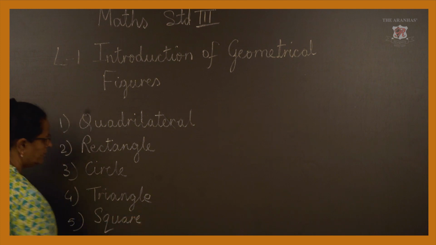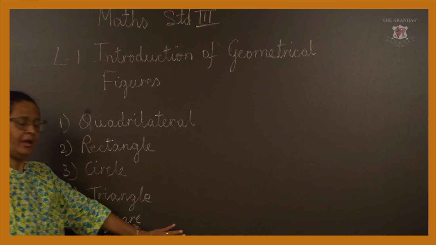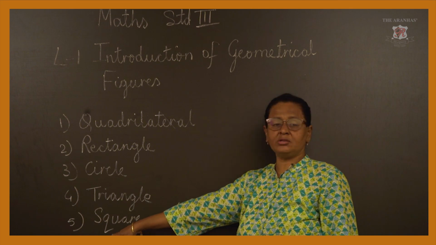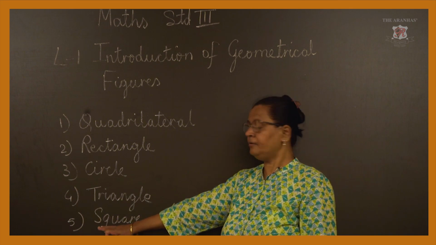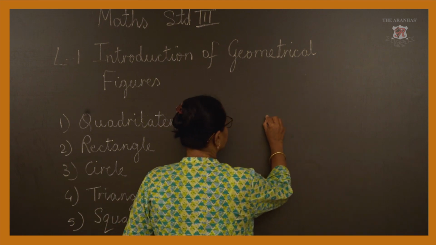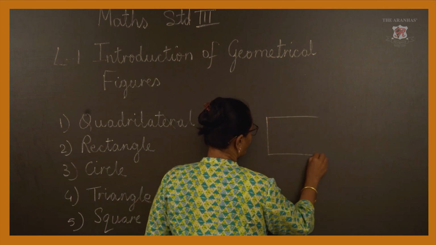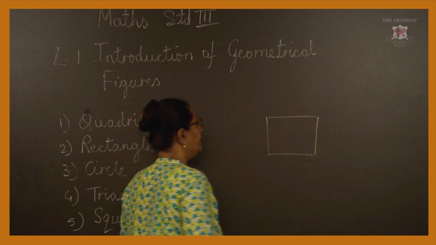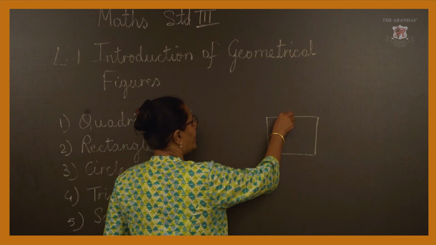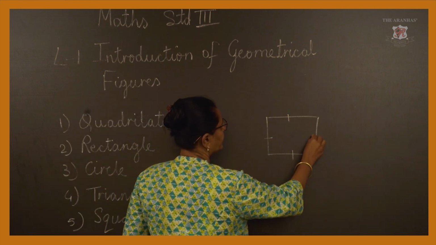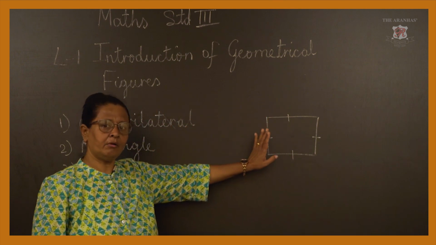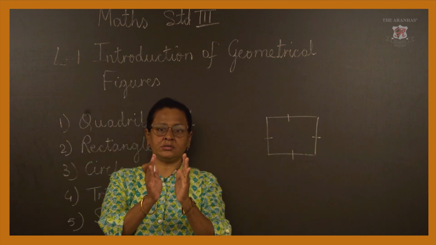But due to lack of time, we could not complete explaining the square, so I will do it today. Okay? A square is a figure which has all four sides equal. A square is a figure in which the length of all sides is equal. You can say a square box.